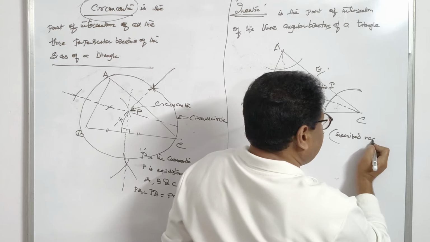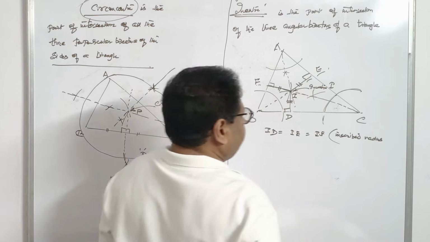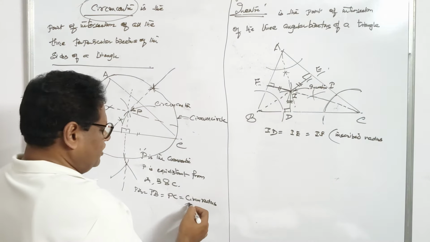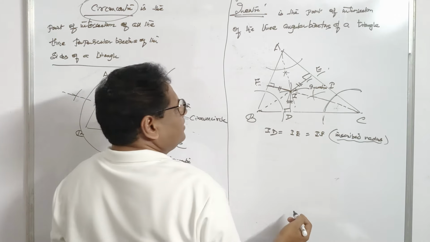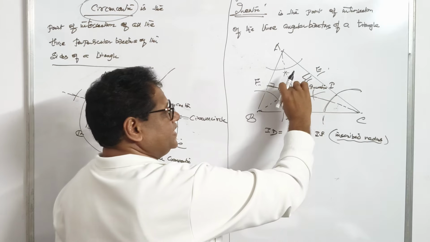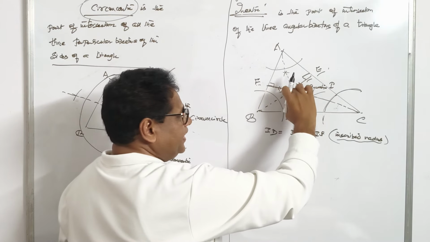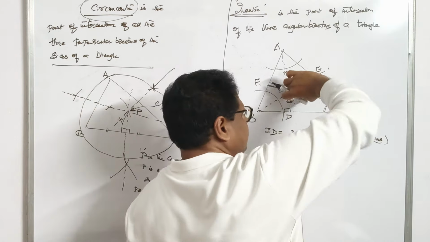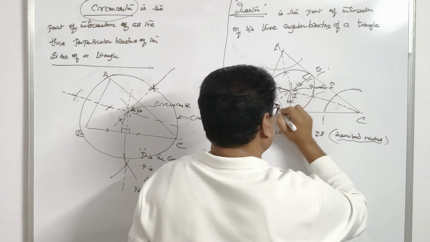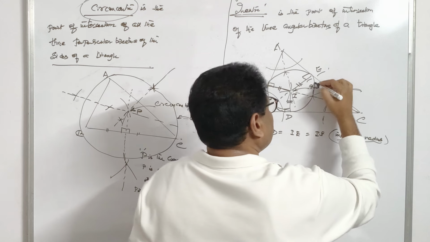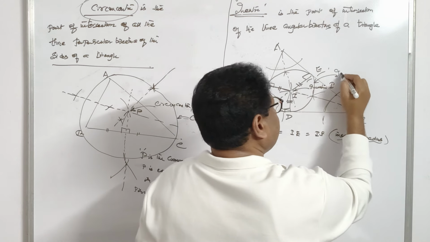Inscribed radius. In the previous figure, this was circumradius. This is the inscribed radius, and it is so called because if you take the center I, radius equal to ID, it will describe a circle touching the three sides of the triangle like this. You know what this is called? This is called incircle.